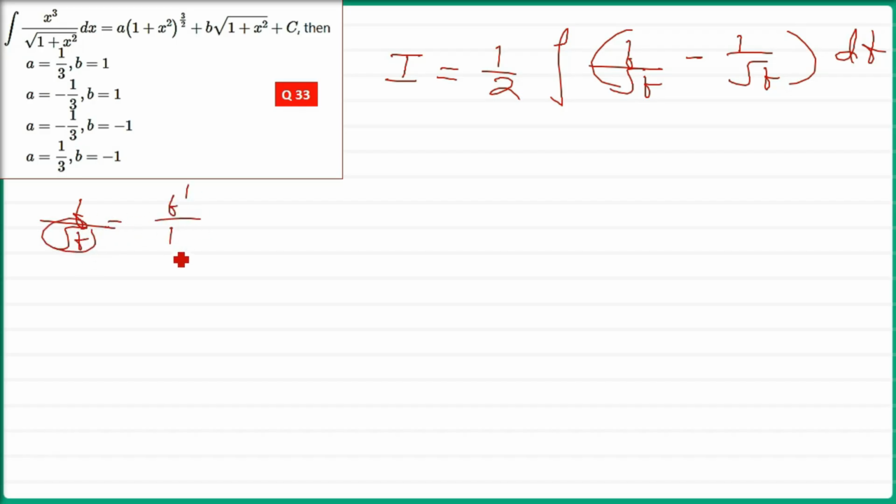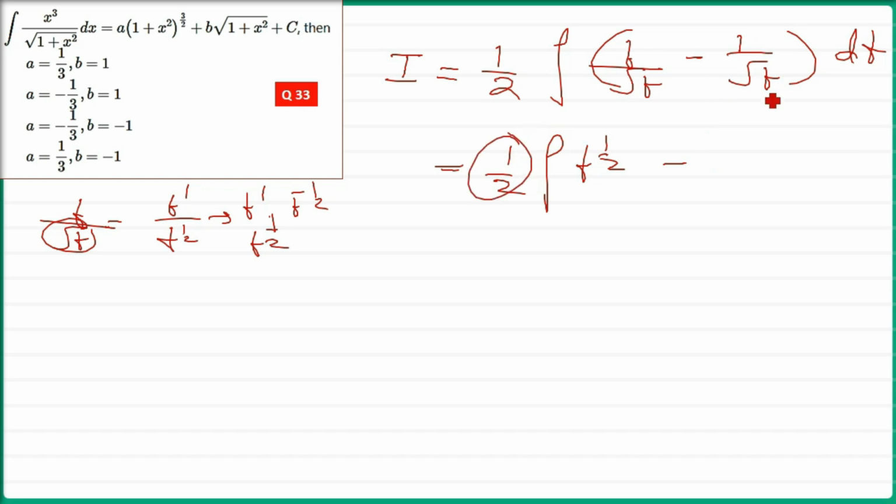T by under root t: t raised 1 divided by t raised half, so t raised 1 minus half. The power gets added, it will be t raised half. So half, t raised half you have to integrate for the first term. The second term is 1 by root t, it goes up, it will be t raised minus half. Half I am going to deal with later. So it's simply 1 by t raised half, it goes up, t raised minus half has to be integrated.